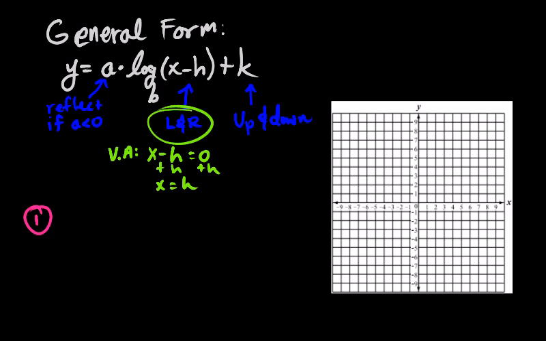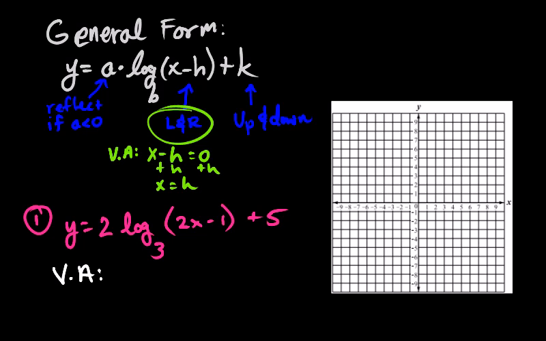So let's take this and say it was y equals 2 log base 3 of 2x minus 1 plus 5. If I wanted to know what the vertical asymptote is, what we're going to do is take 2x minus 1 and set it equal to 0, because you can't have 0 inside of a logarithm or negative. So we add 1, so 2x equals 1, and then we divide by 2, so x equals 1 over 2. This would be my vertical asymptote.